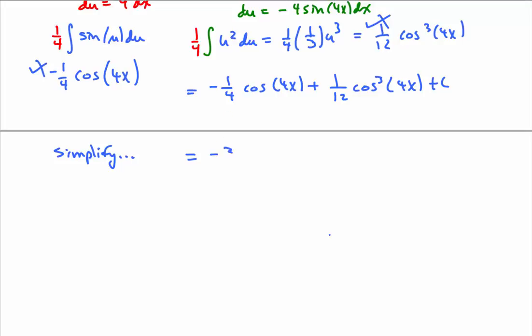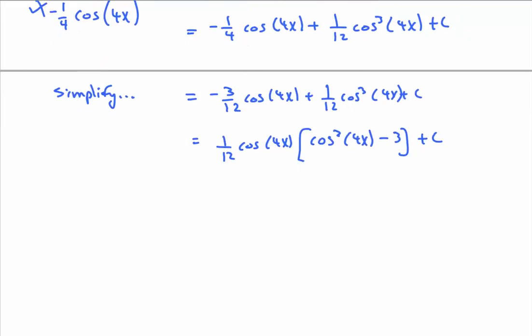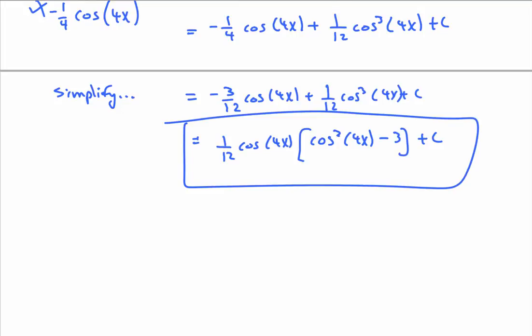Negative 1/4 would be the same as negative 3/12 as our common denominator. And then as soon as I have that, I can see that I have a 12th out front. And I also have a cosine of 4x. And we usually like our leading coefficient to be positive. So I'm going to go ahead and write this piece first. So that would be cosine squared of 4x minus 3. And then of course there's my constant of integration. So simplify completely. So what we did is we found a common denominator, and then once I found that common denominator, I factored it completely as well. So a simplified solution would be here.